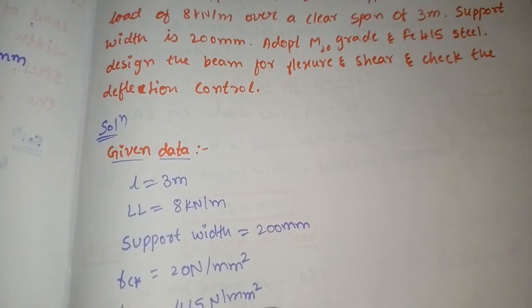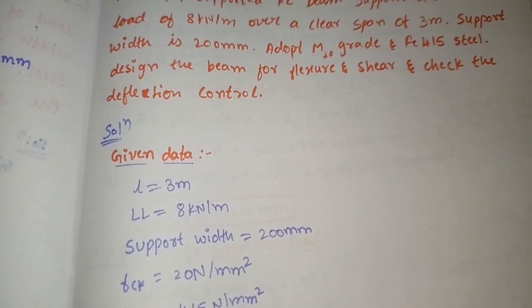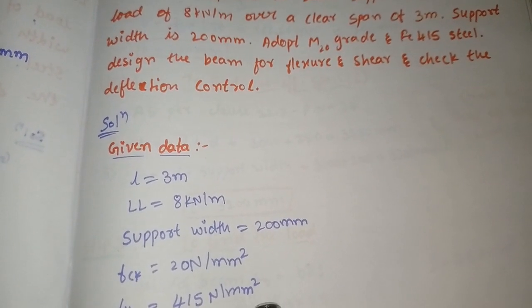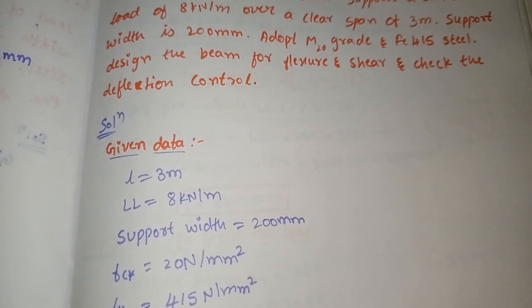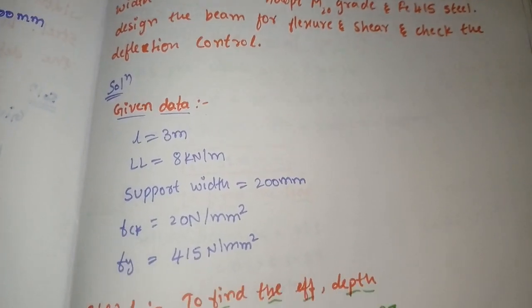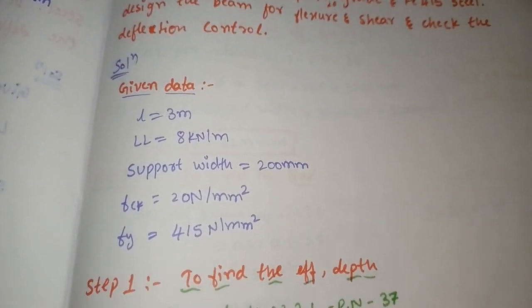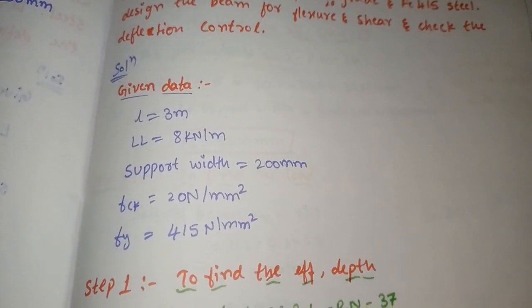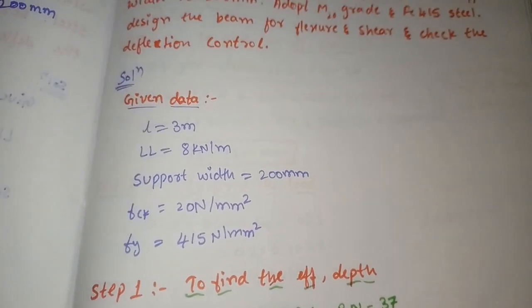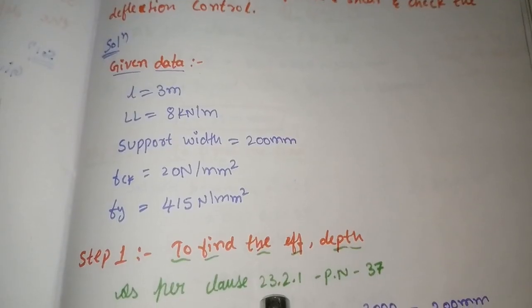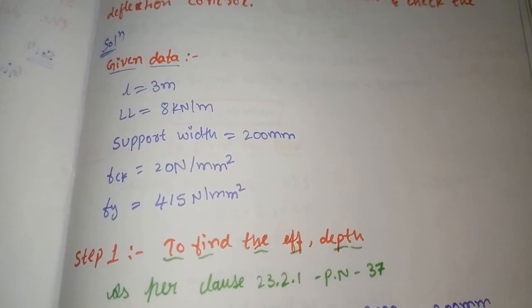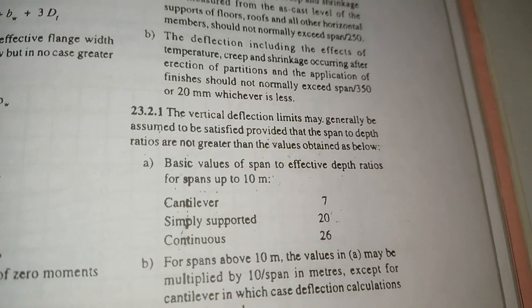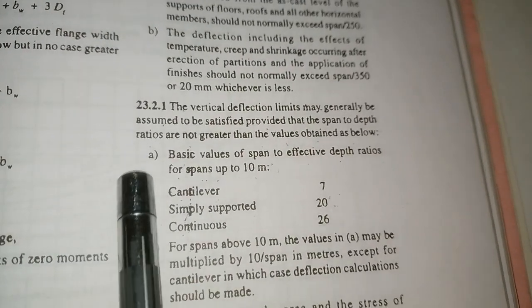So to start the problem, the effective depth is necessary for all the calculation. So we'll go for the calculation of effective depth. Step 1 is to find out the effective depth. For that, as per clause 23.2.1, page number 37, we'll see what it says. So this is page number 37 of IS 456, clause 23.2.1.